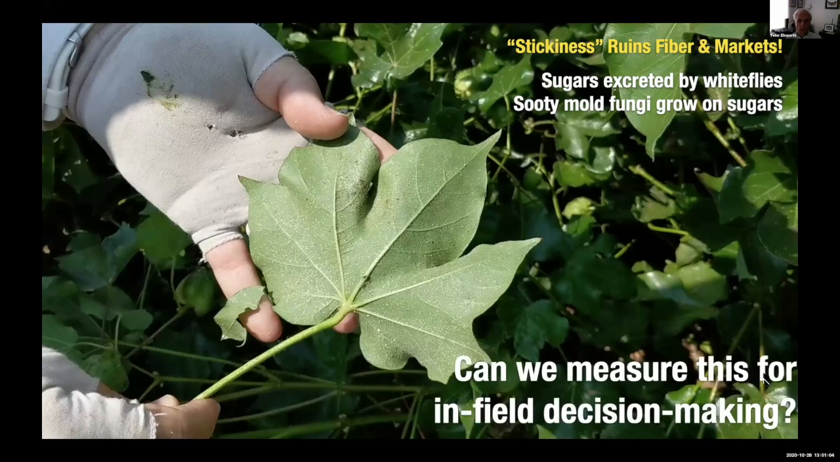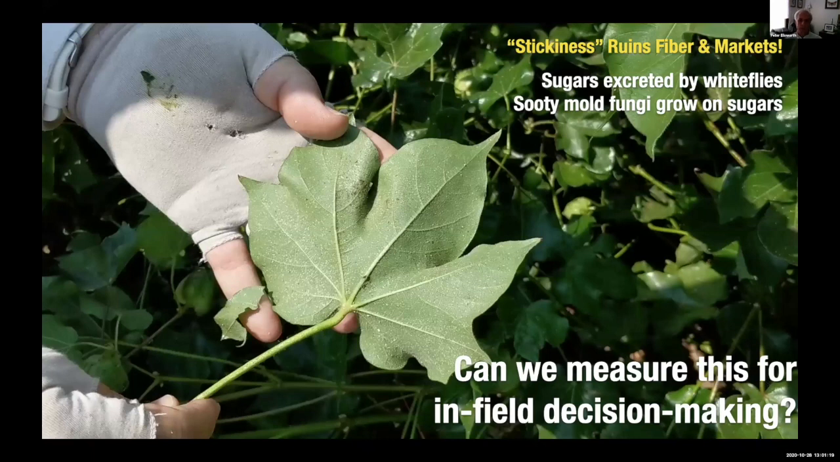So that's all well and good, but the real question is, can we measure this in the field for decision-making purposes? Can we measure stickiness or sugars in some way? And the answer is just flat out no, we can't. And that's why we have to measure whiteflies instead.